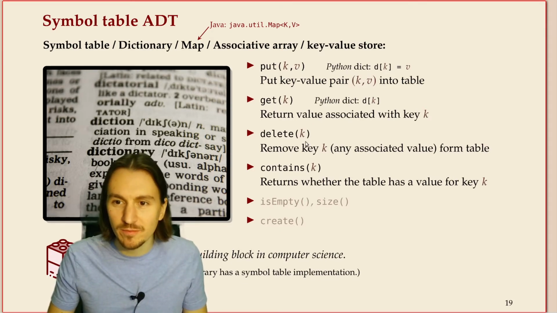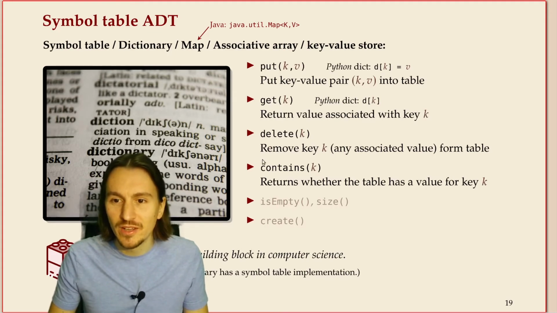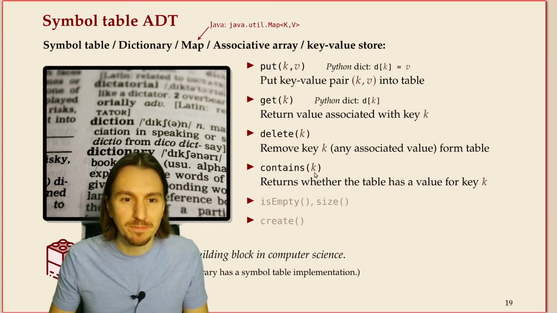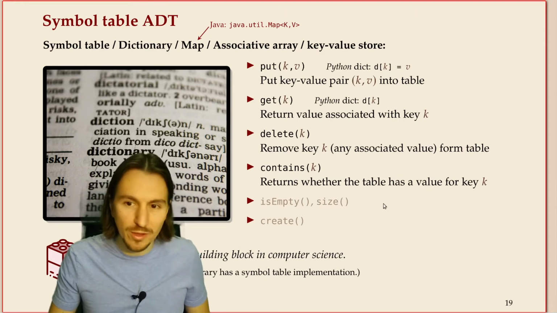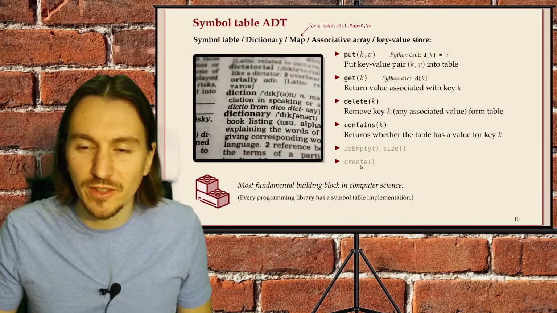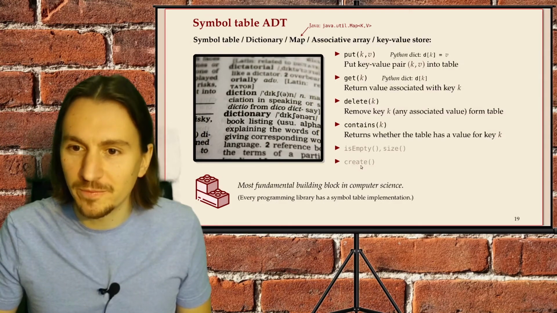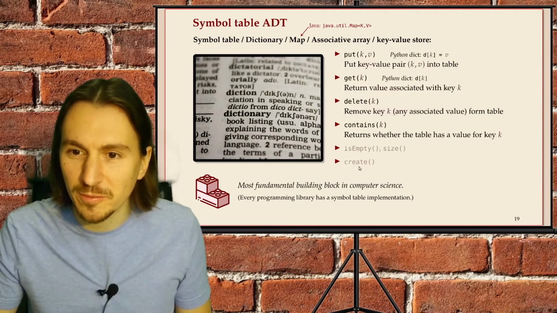And you can delete a key. Well, you can delete the key value pair associated with this key. And you can check whether a certain key is in the dictionary. All right, few other small things. You can check if it's empty. You can check the size. You can create an empty one. These are all easy to do and not so interesting, so I won't discuss these in detail.